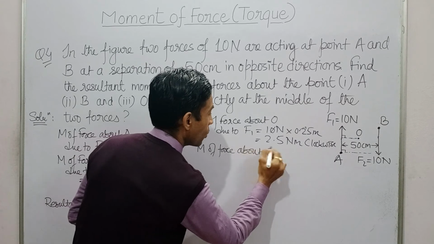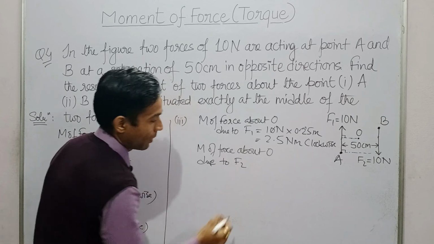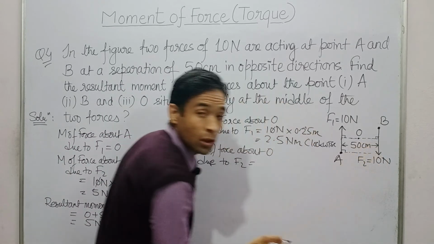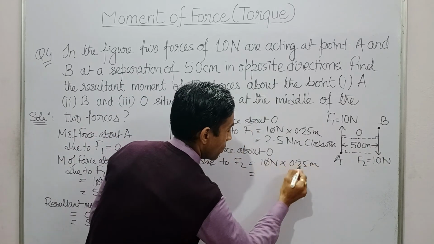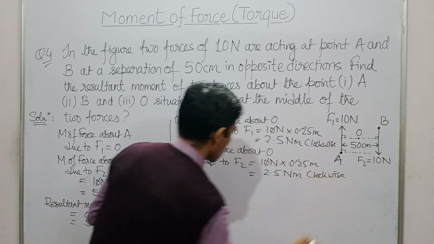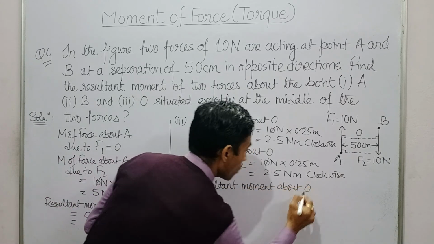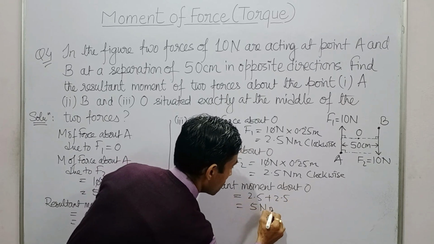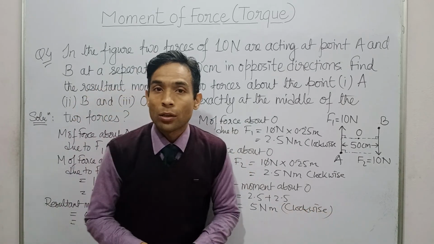Now moment of force about O due to F2. So here also the magnitude is 10 Newton. And the perpendicular distance is 25 centimeter, which means 0.25 meter. This gives 2.5 Newton meter clockwise. So therefore the resultant moment about O is 2.5 plus 2.5, this means 5 Newton meter clockwise. So here we have completed all the types of numericals of moment of force.